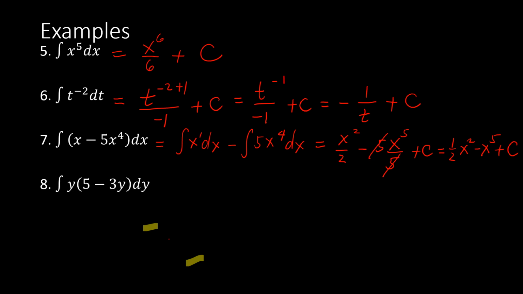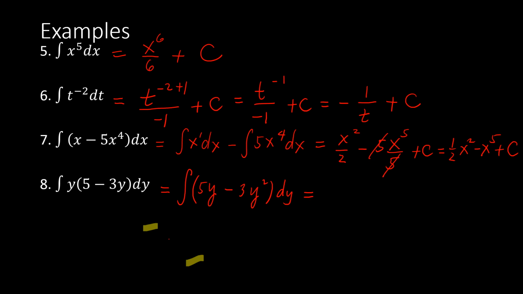Next, the integral of y times the quantity 5 minus 3y dy. So first, we distribute the y. Y times 5 is 5y minus y times 3y is 3y squared quantity dy.